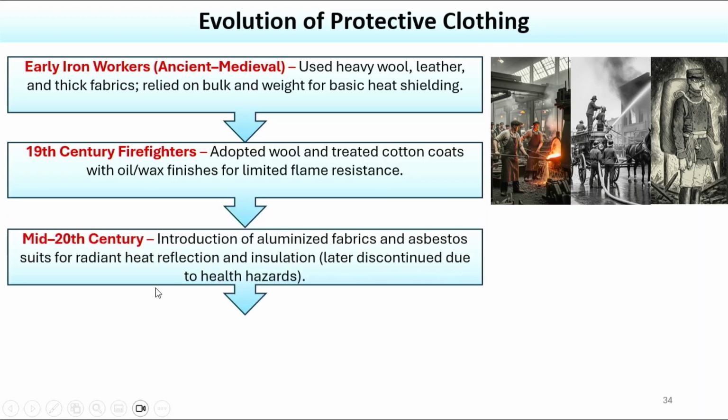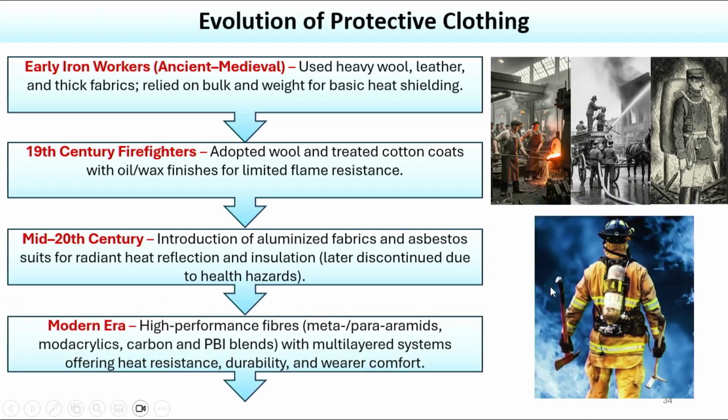And in the mid 20th century, different types of fibers were developed, with the introduction of aluminized fabric for reflective heat and asbestos suit for radiant heat reflection. Asbestos was used, but later it was discontinued due to the health hazard. But in the 20th century these fabrics were used. Now, in the modern era, aramid fibers have been developed.